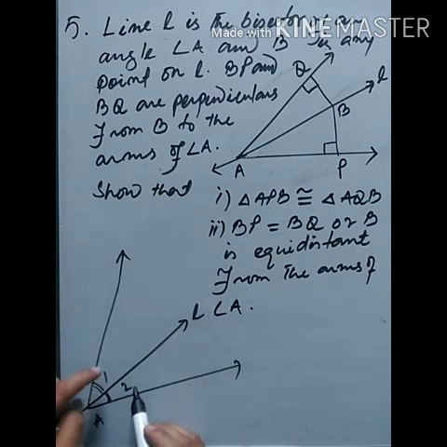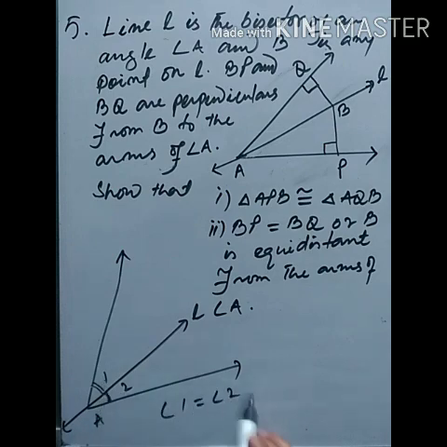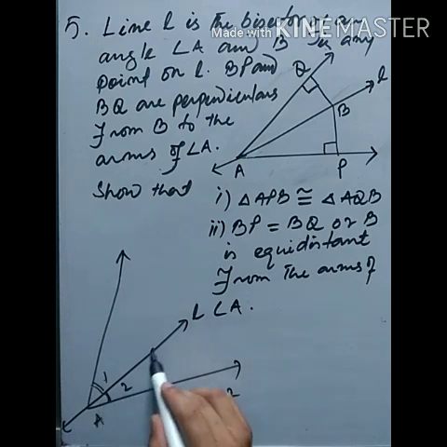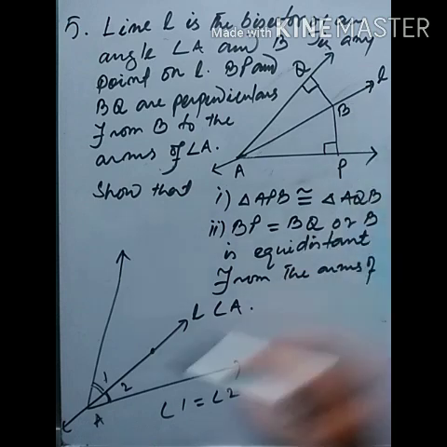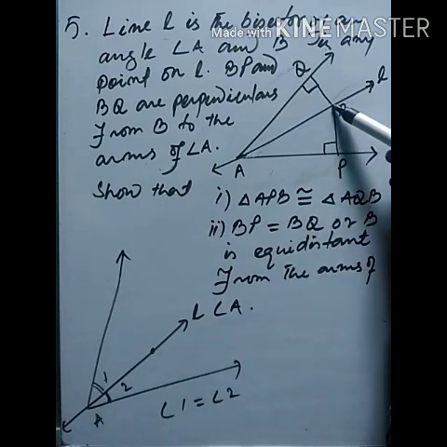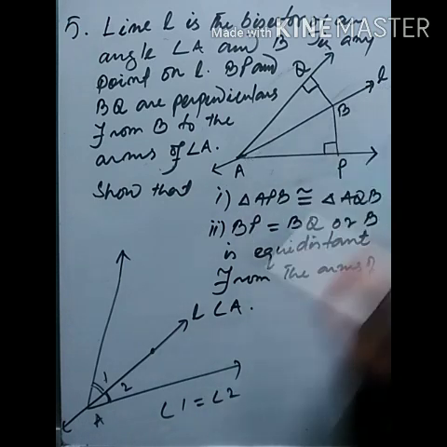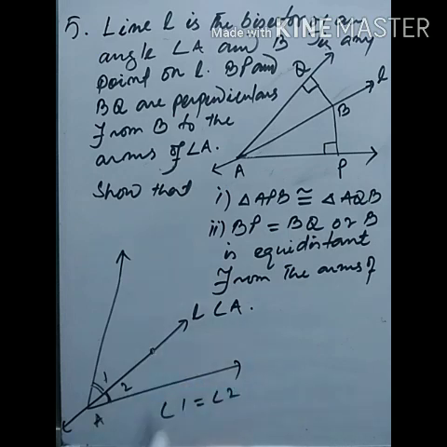That means there will be here two angles of equal measure. So I write here angle 1 and angle 2. Don't forget angle 1 equal to angle 2. Why? This L bisects this angle A. That means this is the angle bisector. And next, B is any point on L. I'm just explaining you here, B is any point on the line L. Now this is B, okay.